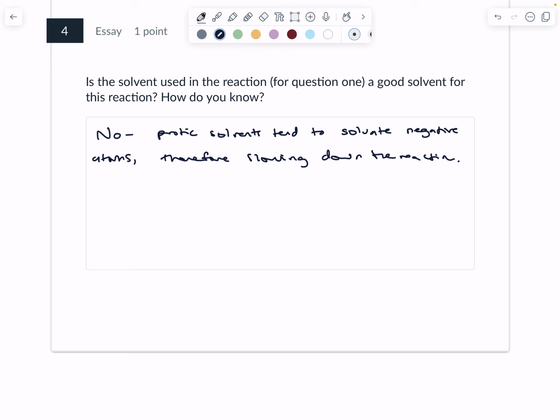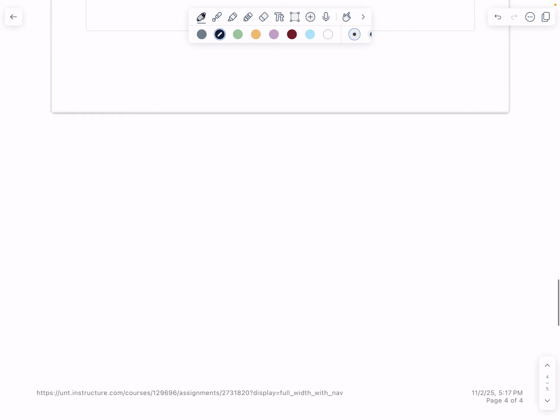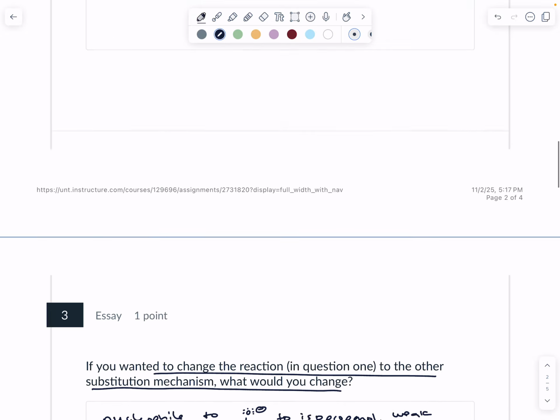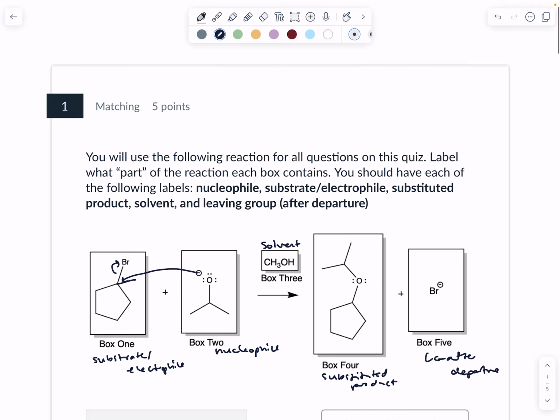But I really am also looking for, with that how do you know piece, why are they not very good at that? And it's because they solvate negative atoms. So aprotic solvents favor SN2 because they tend to solvate positive things. Positive atoms. So then they leave the nucleophile unimpeded. So I did want you to go one step further from that. Okay, that is the answer key for quiz 6, and let me know if you have any questions on that.